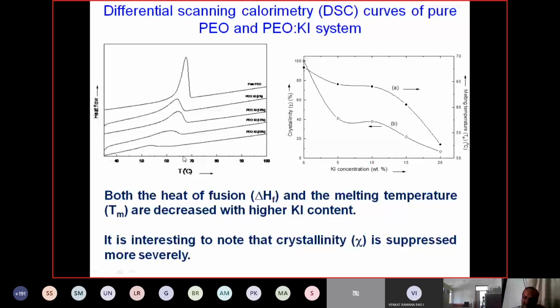Crystalline nature decreasing means what? Amorphous nature is increasing, which we require for ion transport. That means ion movement within that material. Okay, that means as we add salt, the crystallinity is decreasing. Then the ions will move easily through that amorphous material, right? Amorphous nature.